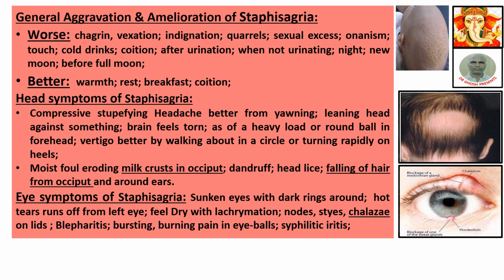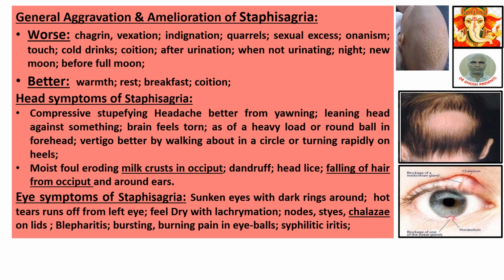General aggravation and amelioration of Staphisagria. Worse from chagrin, vexation, indignation, quarrels, sexual excess, onanism, touch, cold drinks, coercion, after urination, when not urinating, night, new moon, before full moon. Better from warmth, rest, breakfast, coercion. Note this, the term coercion is there in worse and also in better. That is, it may be in both ways. It may aggravate the situation, it may better the situation of the person.